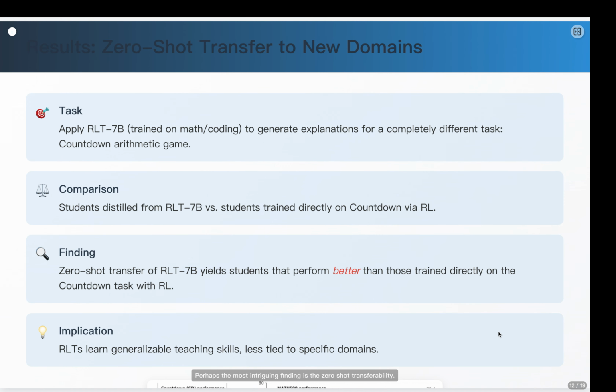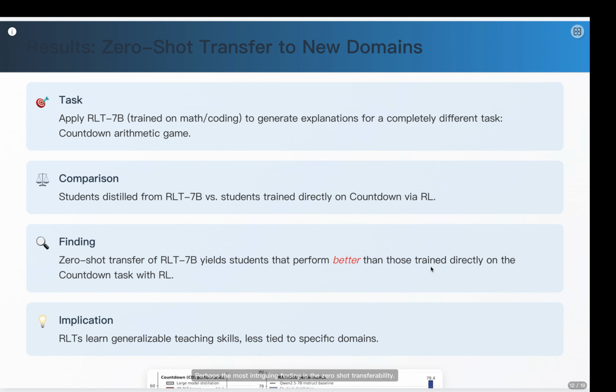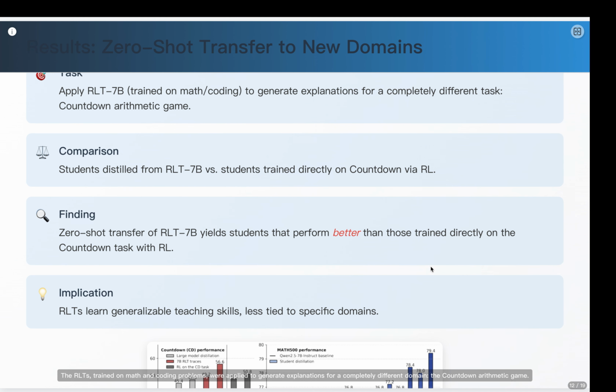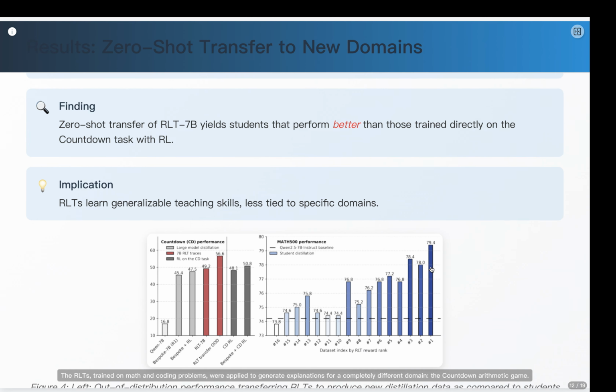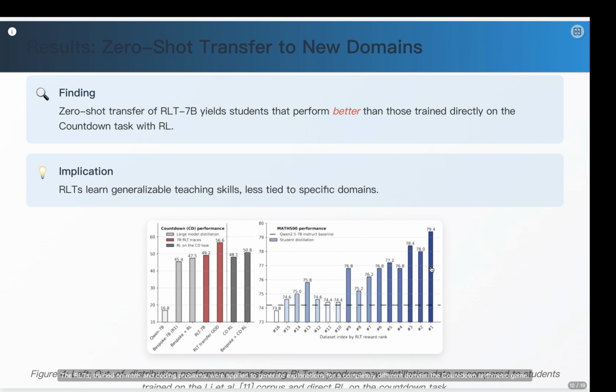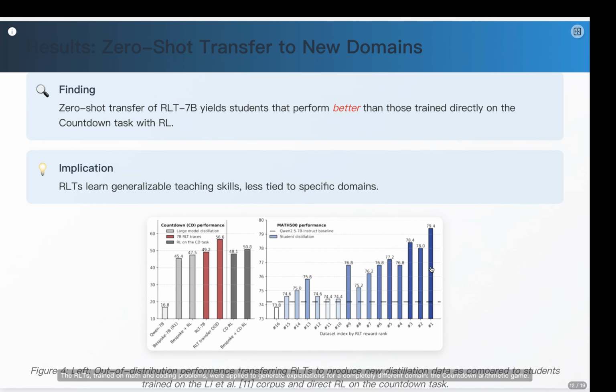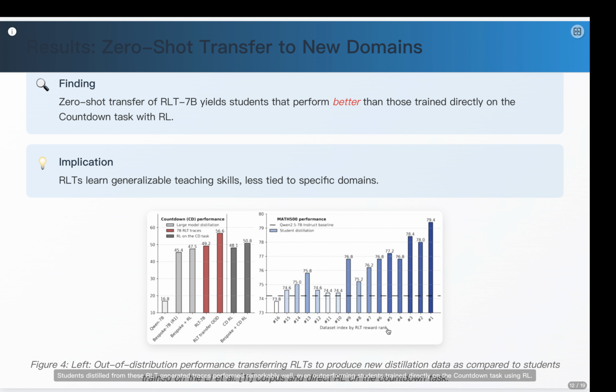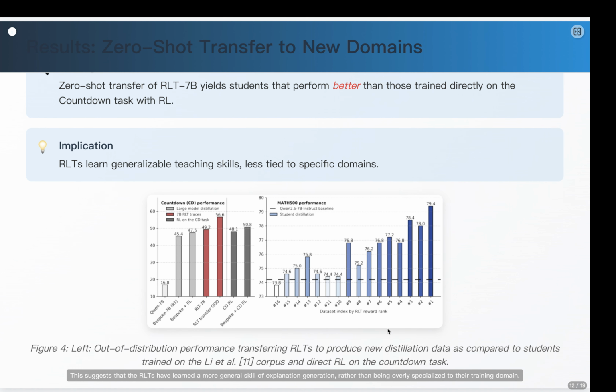Perhaps the most intriguing finding is the zero-shot transferability. The RLTs, trained on math and coding problems, were applied to generate explanations for a completely different domain, the countdown arithmetic game. Students distilled from these RLT-generated traces performed remarkably well, even outperforming students trained directly on the countdown task using RL. This suggests that the RLTs have learned a more general skill of explanation generation, rather than being overly specialized to their training domain. Does this indicate a fundamental shift in how we think about training models for reasoning?